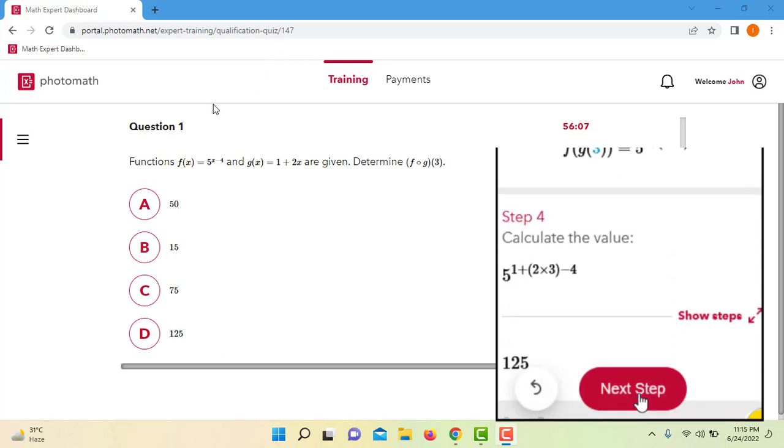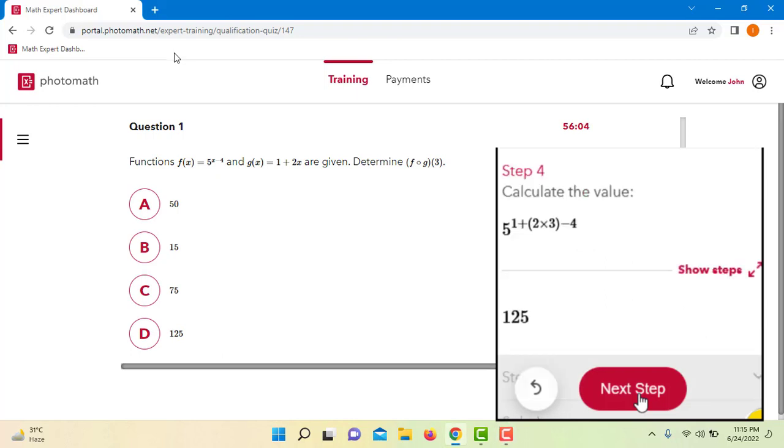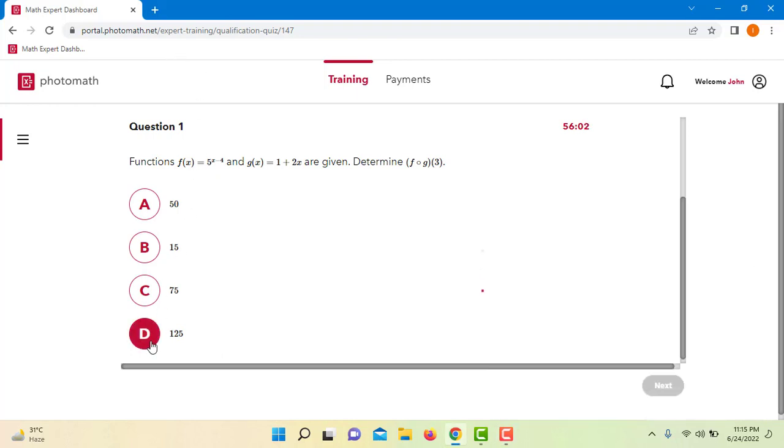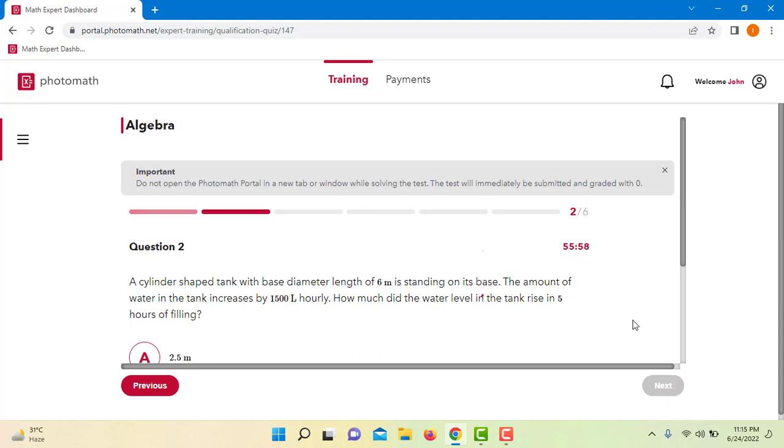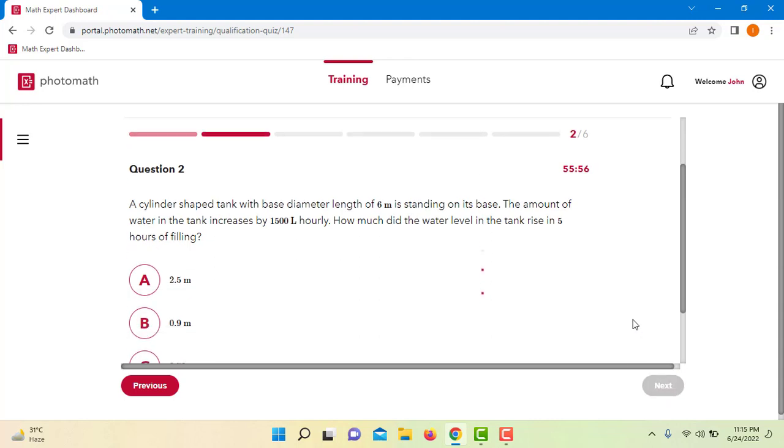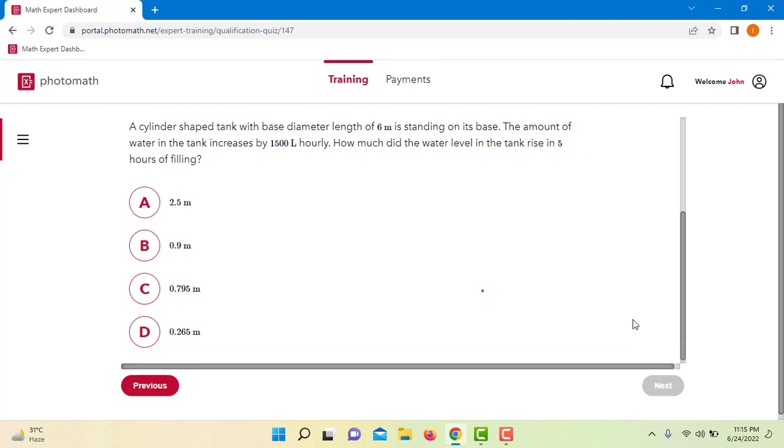Now calculate the value of the composite function. The value is 125 from the given options. The option D is the correct one. Click on the next button. In the second question, the diameter of the cylindrical tank is given. In each hour, the amount of water in the tank increases by 1500 liters. The task is to find the water level after 5 hours.